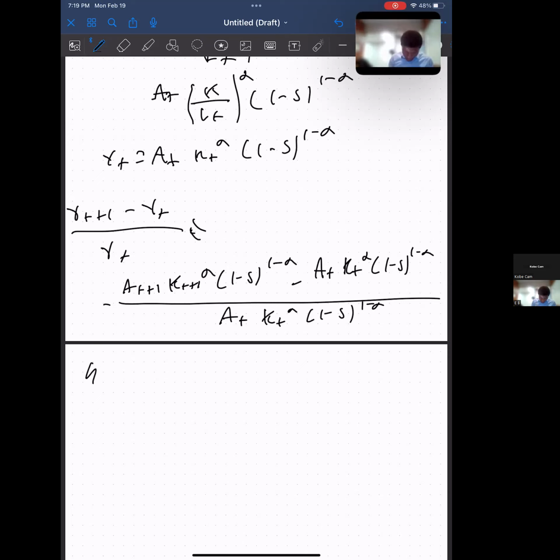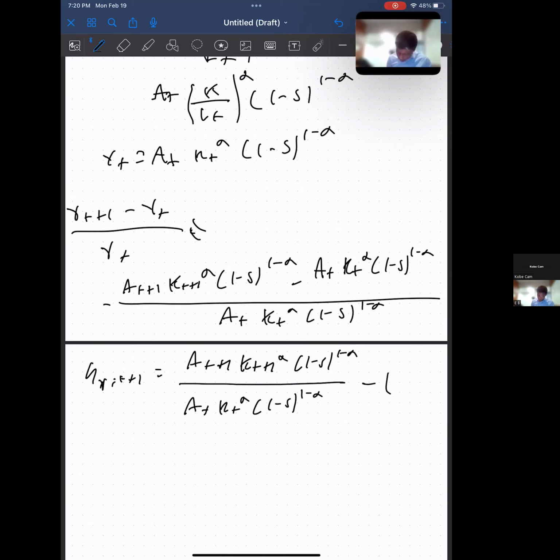So now we have the growth rate of Y_{T+1}, which is just equal to A_{T+1} K_{T+1} raised to the A, 1 minus S, minus A, all divided by A_T K_T^A, 1 minus S, minus A, minus 1, right? Because if you broke it up, then we just have this on the right side and it's in the denominator, so it's just 1.